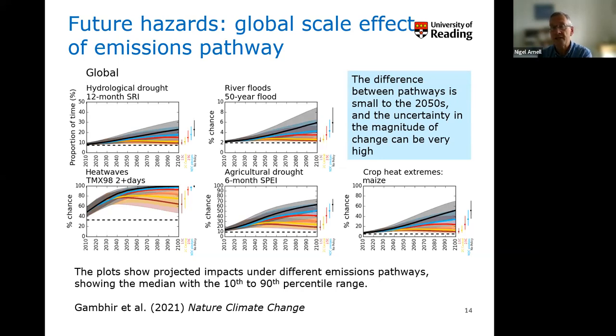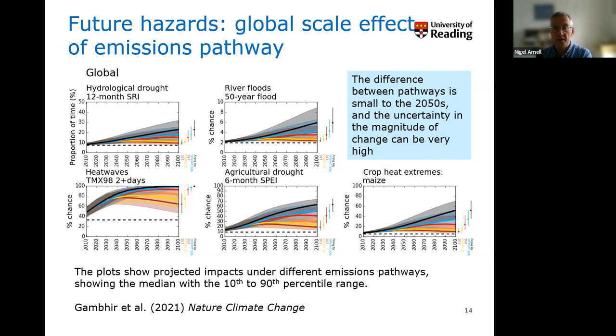So a 1.5 degree world isn't stopping the impacts of climate change. It has a bigger effect in some areas than others, which is quite interesting in itself, but it doesn't eliminate the problem of climate change. The second point, and this is quite a challenging one to get across to decision makers, is that there isn't much difference between these different emissions futures in terms of the impacts of climate change until the 2040s, maybe 2050s. So it takes a long time before we see any benefit of reducing emissions.